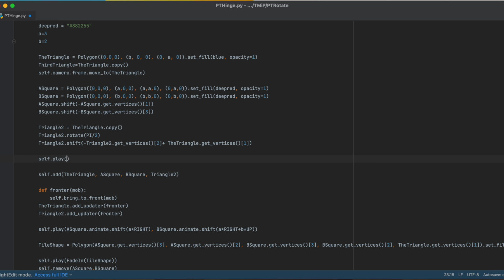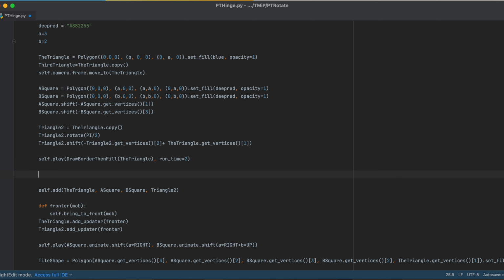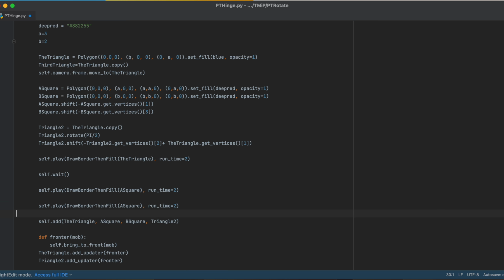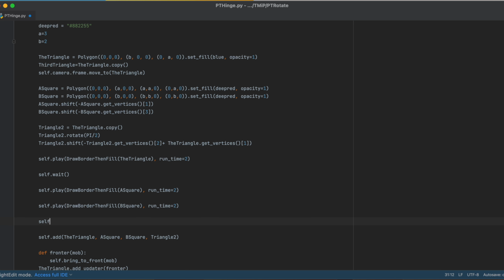So for instance, I should draw the border, then fill for the triangle. So I'll do that. I'll run time. I'll let it take about 2 seconds. Then I will do the same thing. So I'll give it a wait so we can see that. I'm going to label those in a second. So you can wait by doing self.wait for a second. Then I'm going to do the same thing. I'm going to draw the A square, and then I'm going to draw the B by B square, same thing. Then I'll wait again. This time I'll wait 2 seconds so that I can actually see it happen.